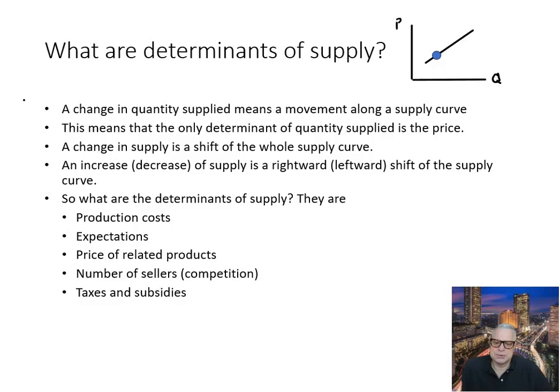But also expectations can determine supply. We also have prices of related products, and also very important is the number of sellers and competition. And last but not least, we have taxes and subsidies, but let's go over them one by one.